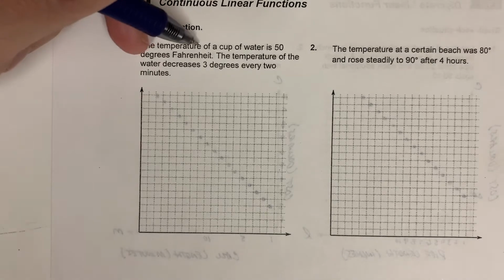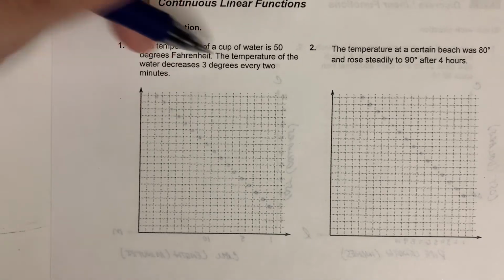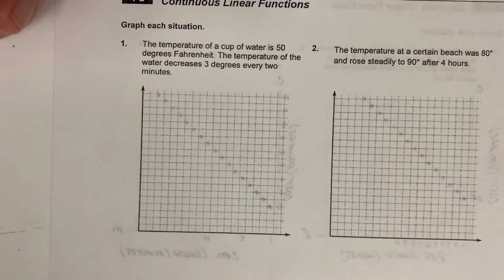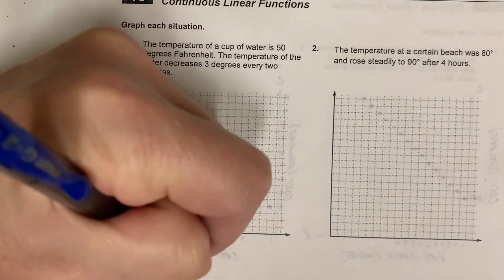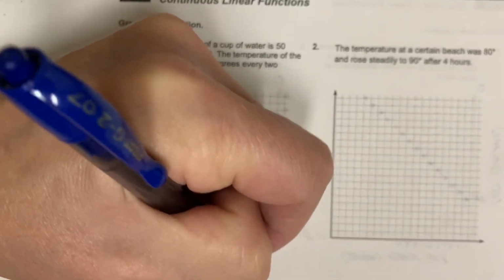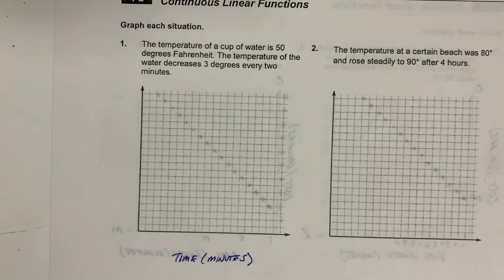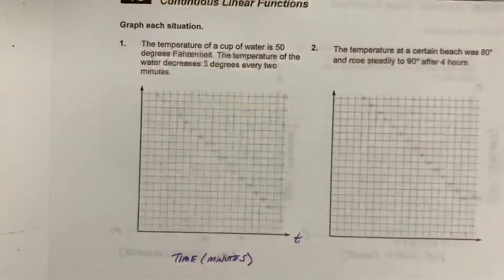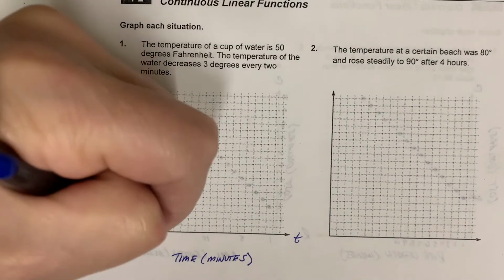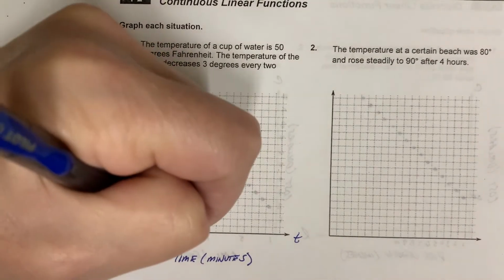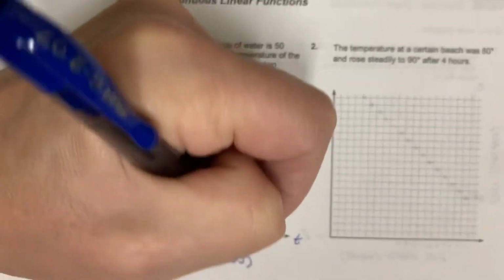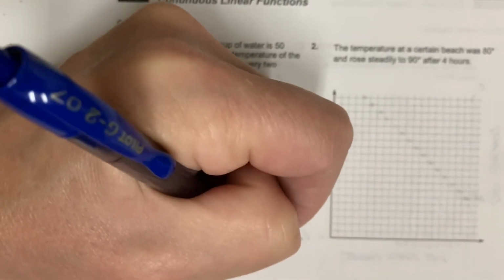So the temperature of a cup of water is 50 degrees Fahrenheit, and the temperature of the water decreases 3 degrees every 2 minutes. So we're going to have time down here. That'll be our independent variable in minutes. And then we'll let t be our variable. And we'll go by ones. So 2, 4, 6, 8, 10, 12, 14, 16, 18, 20.